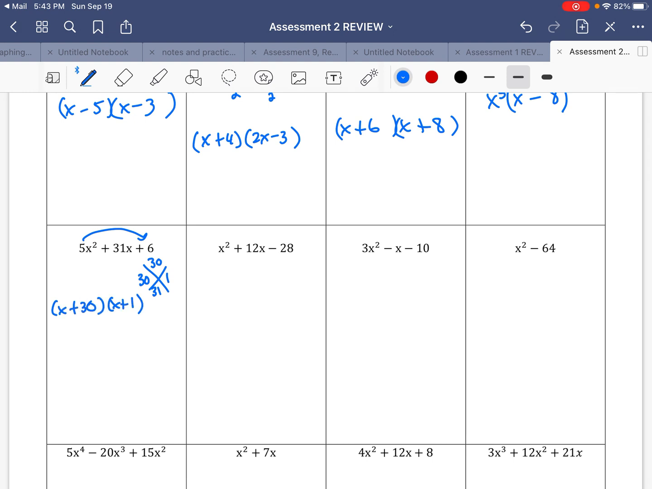But don't forget, we multiplied by 5, so I have to divide by 5. The 30 divides by 5 and makes 6. 5 does not go into 1, so I'll bring that up to 5x + 1.